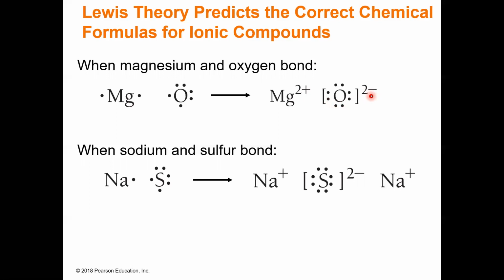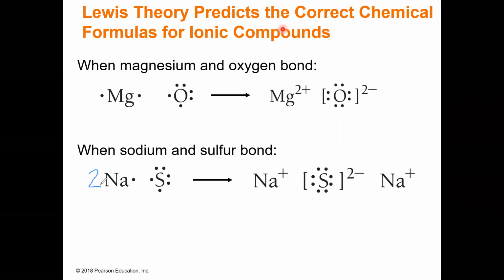If we look at the ionic compound that's formed between sodium and sulfur, here we see that sulfur, like oxygen, needs 2 more valence electrons in order to form an octet. Each sodium only has 1 valence electron to donate towards sulfur. Therefore, we need 2 of these sodium elements to donate its electron to form an octet around the sulfur.